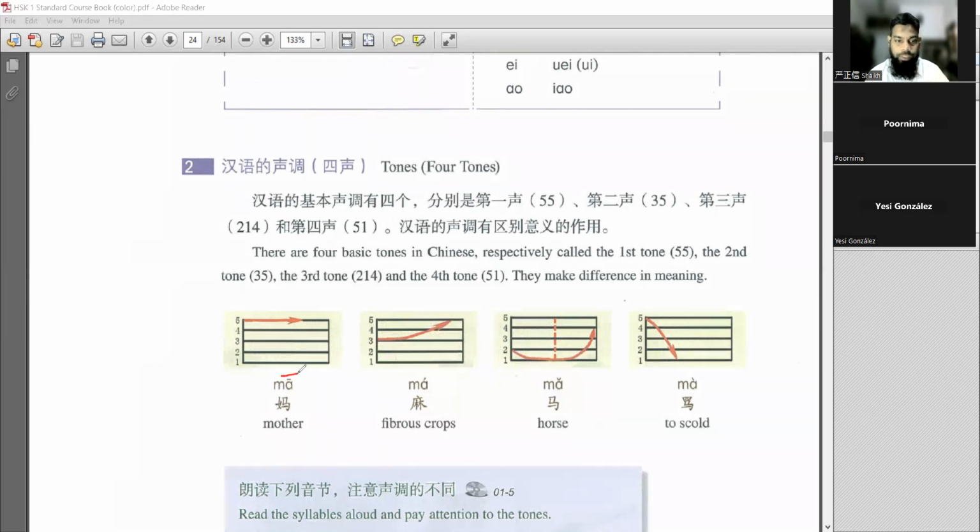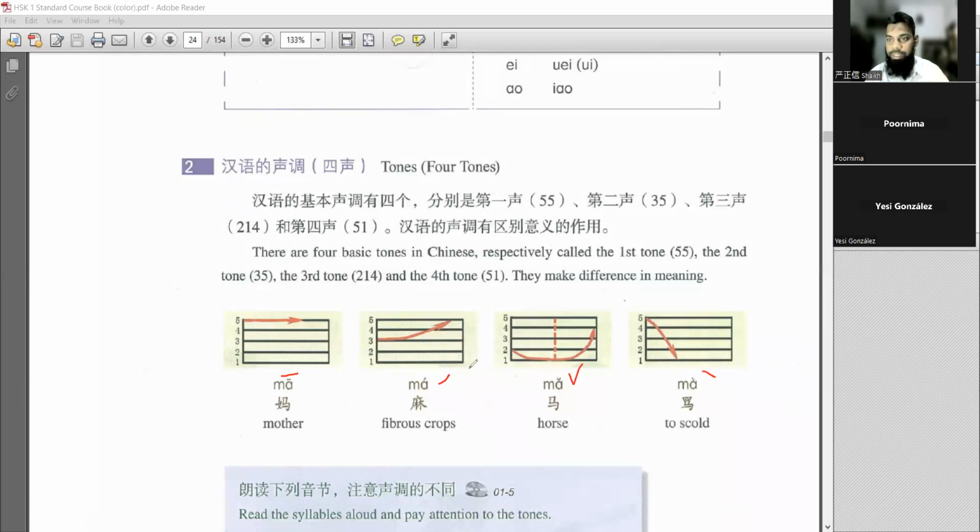You can also see the symbol here. This tone is drawn like this, this tone is drawn like this, and this tone is drawn like this, and then we have this tone. So this is a falling tone. Okay, so you have these four tones in Chinese. Also, we have a neutral tone.